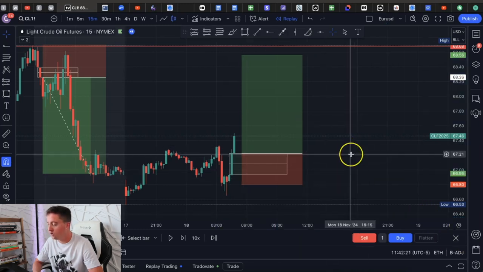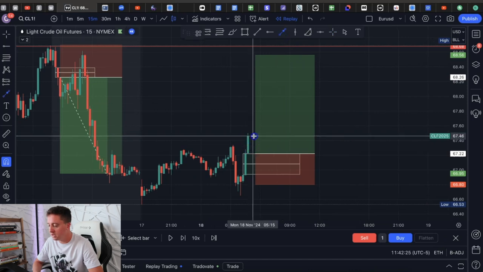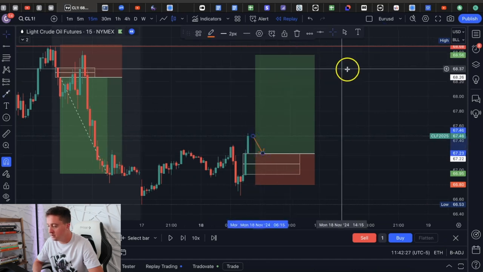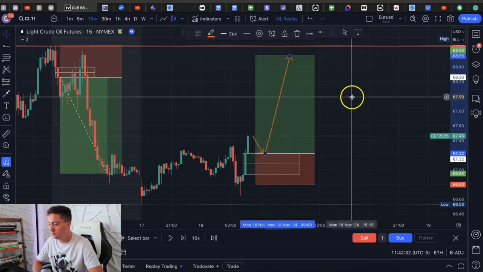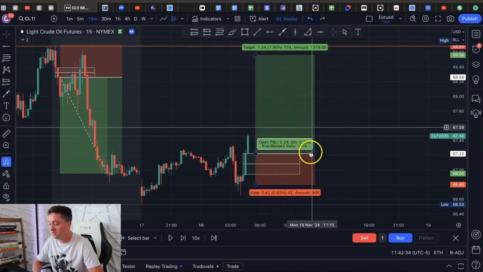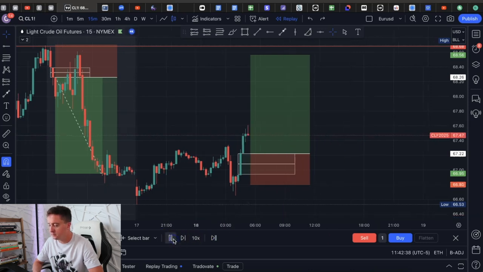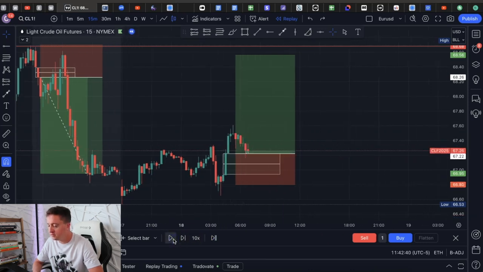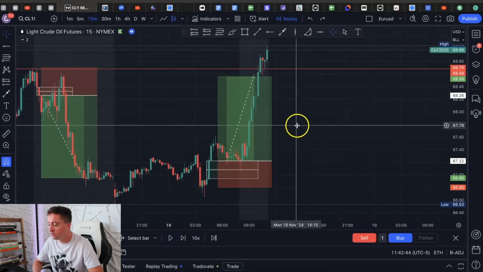Okay, I can't do it on replay mode, but ideally what we would want to happen is we would want price to come down here, and then we would want price to hit our FVG and move to the upside. So let's see what happens. Let's see if it goes and hits our TP or at least gets close to it. And trace hit right there. And then you can see price moves away very aggressively.